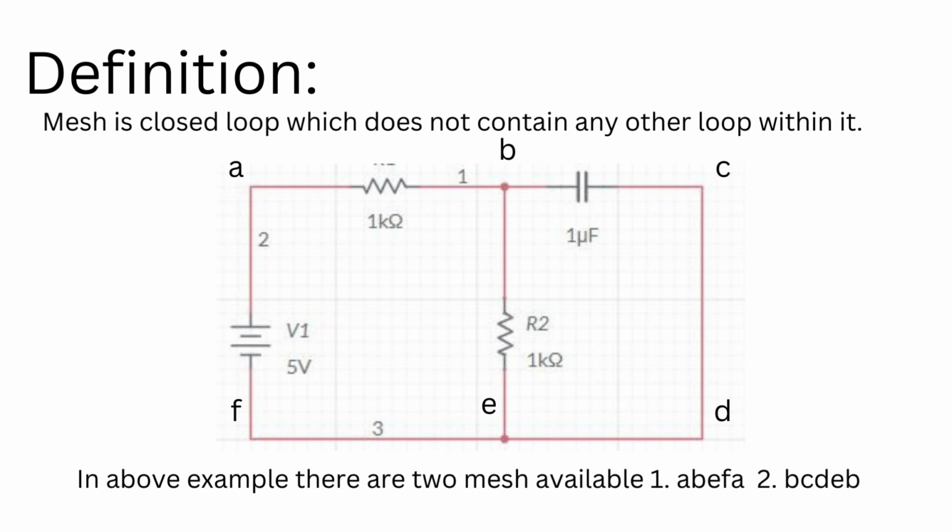Mesh analysis. A mesh is a closed loop which does not contain any other loop within it. In the above example, there are two meshes available: 1. A, B, E, F, A, and 2. B, C, D, E, B.